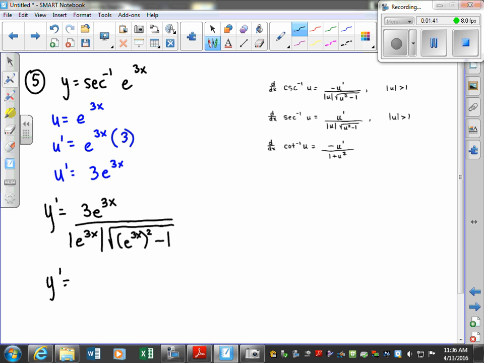Alright, let's take a step to simplify. I'm going to leave my numerator alone. This e to the 3x, can't simplify that anymore, but we can simplify under here. What would this be? What's e to the 3x squared? E to the 6x, and then I just have minus 1.